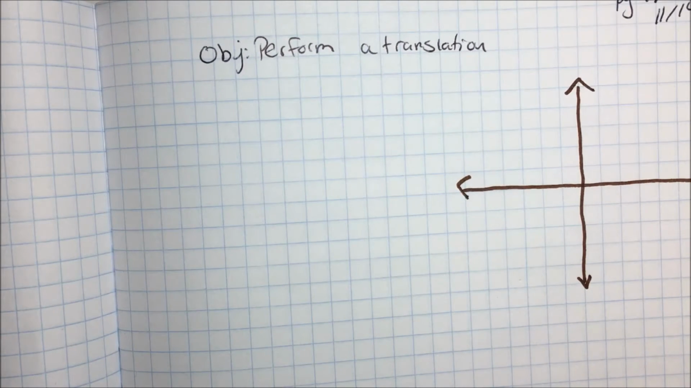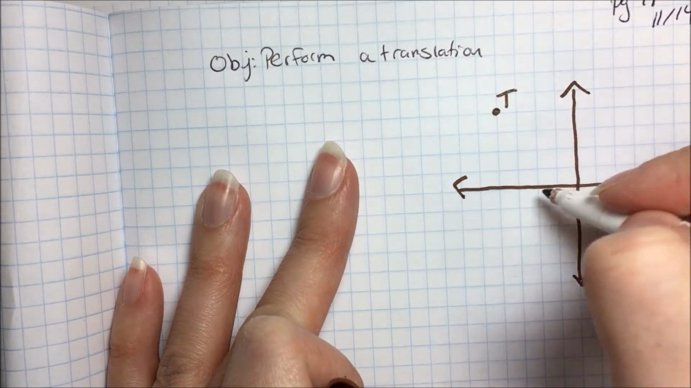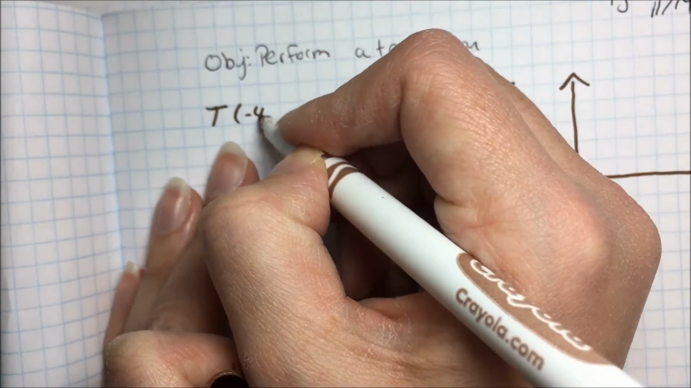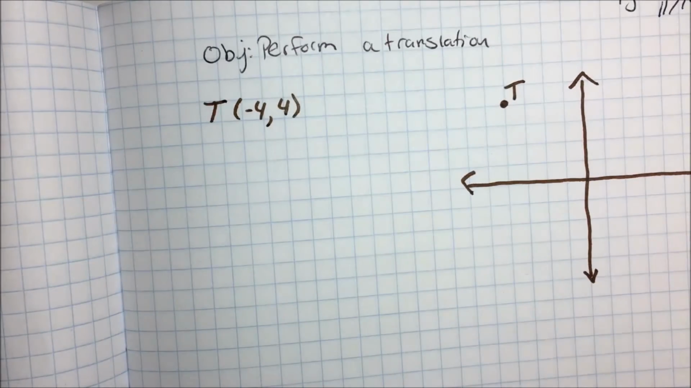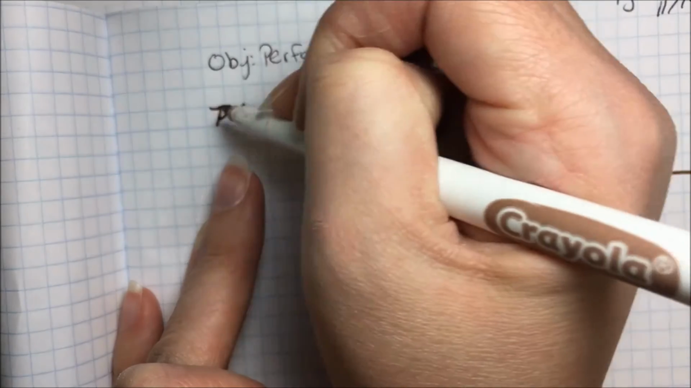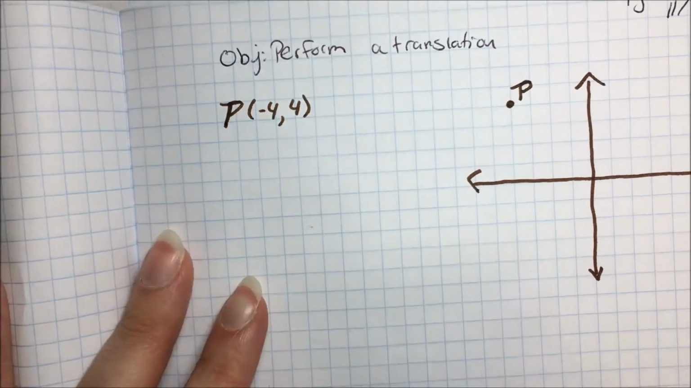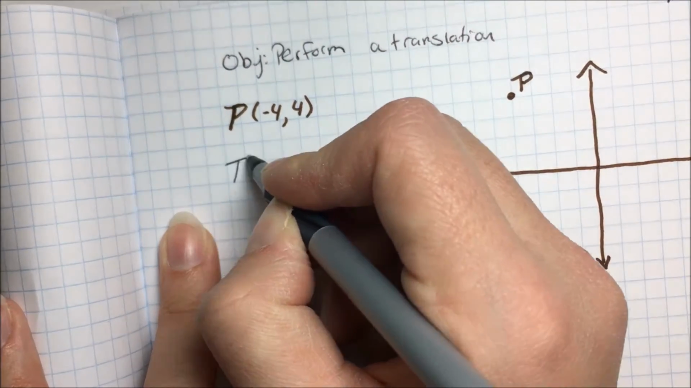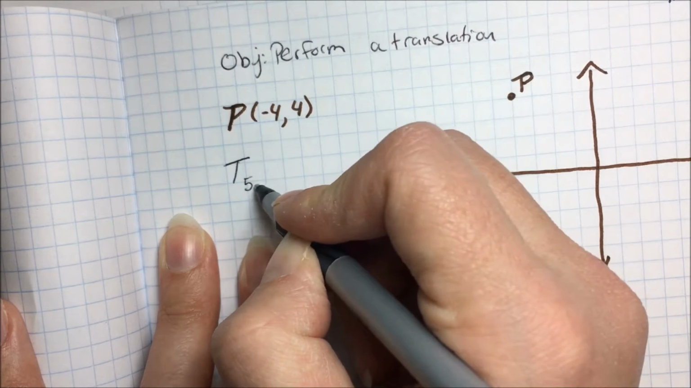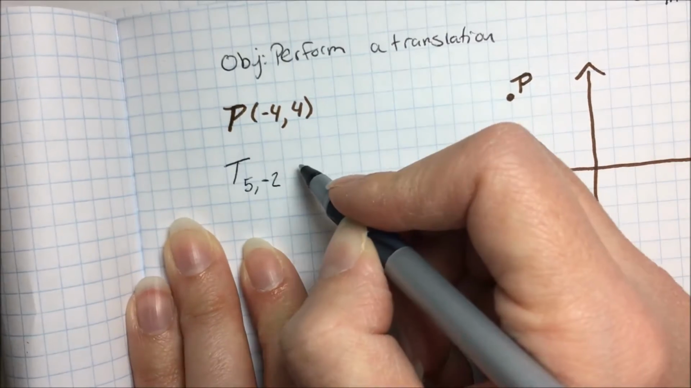So let's say I started with point T, and T is 1, 2, 3, 4. T is -4, 4. And I wanted to, let's name that something different. Let's name it P. Alright, so let's say I wanted to translate point P in the positive direction 5 and in the negative direction 2.